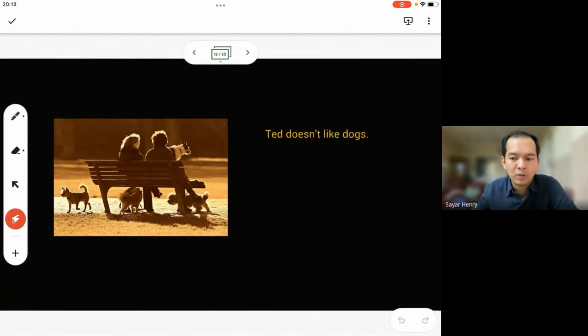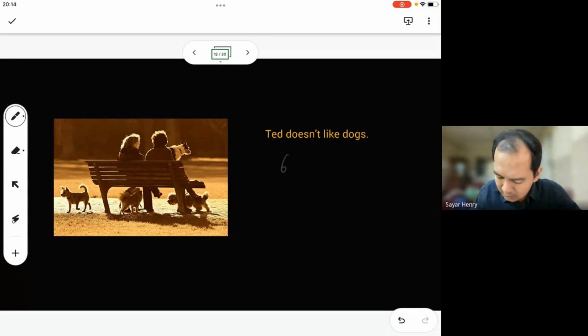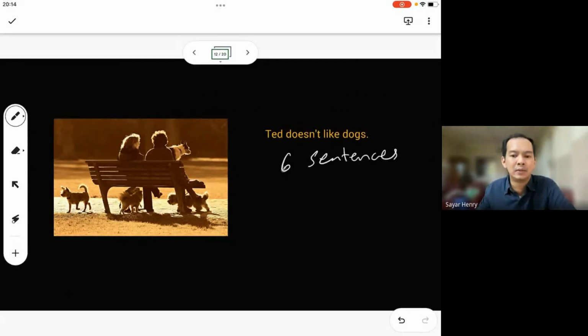Okay, so what you have to do is there is a sentence given to you. Ted doesn't like dogs. So the trick here is that Ted doesn't like dogs. So we don't know how it can connect to this picture, right? So try to think about it for a while, and then I want you to give me 6 sentences each. Each and every one of you will have to give me 6 sentences.